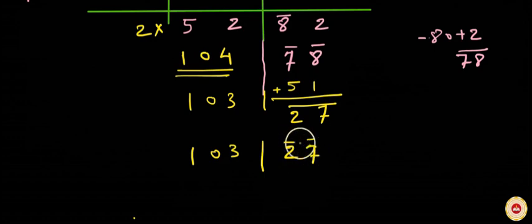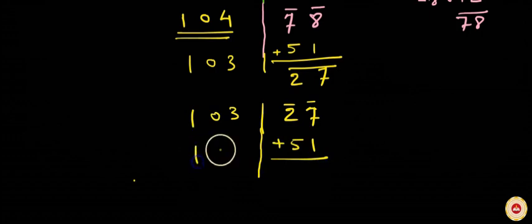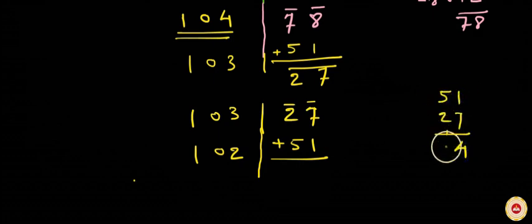But friends, still the remainder is negative. That means we have to add the original divisor 51 to the negative remainder 27. So let us add 51 and reduce this quotient by 1. So write 102 and add this original divisor to the negative remainder 27. But this time the remainder is less than 51 and the value of the remainder is negative. So let us subtract: 51 minus 27, 24.